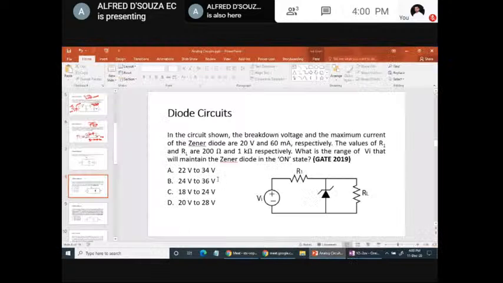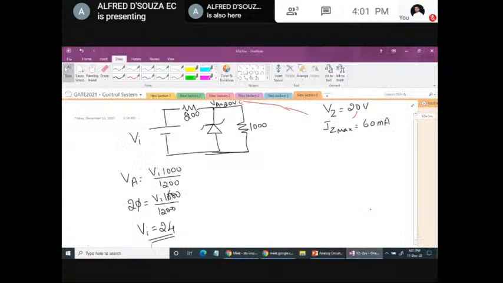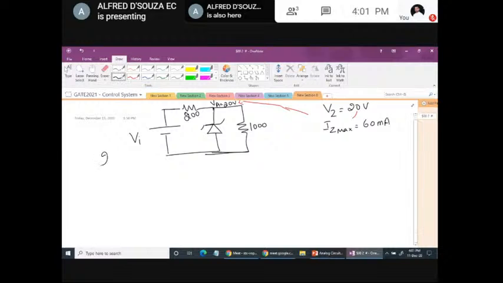If you check the options, you already know the answer. Minimum VI is 24, so option B is the answer. But how do you get 36 volt? I'll show that calculation. You might find it interesting, and if you get any questions related to that, you can attempt. So minimum voltage required is 24. If you make this 25, VA is not going to change. Why? Because that is the Zener breakdown voltage. If you make it 27 also, VA is not going to change.